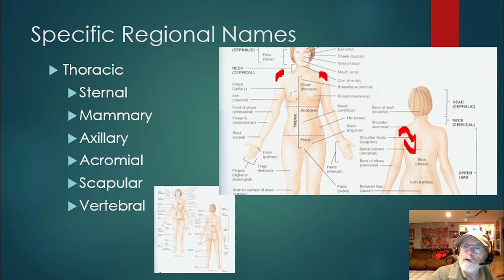So the top of the shoulder, right in here, and right here is the acromial region. Okay? So that's where acromial is.